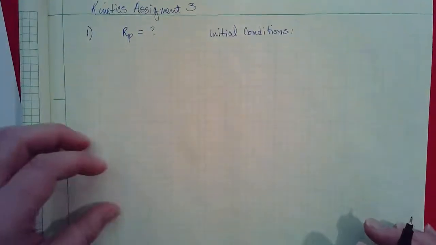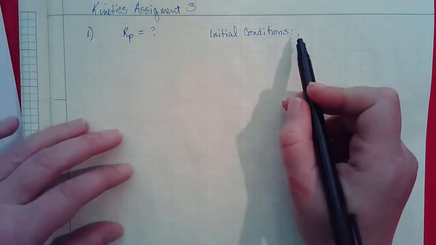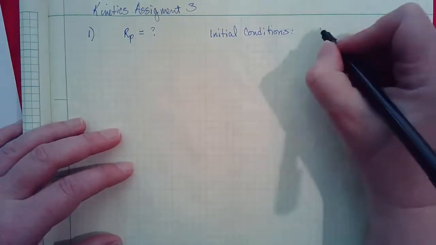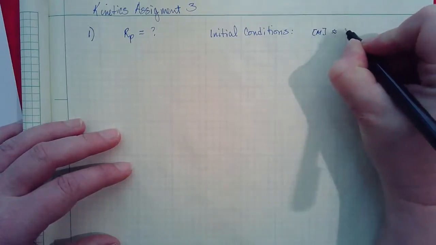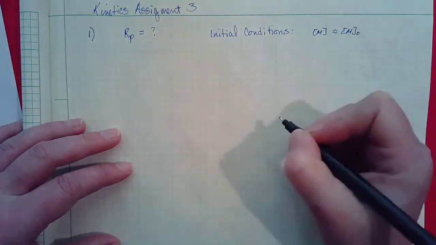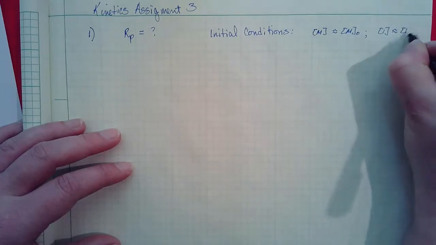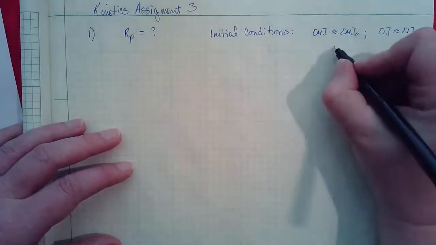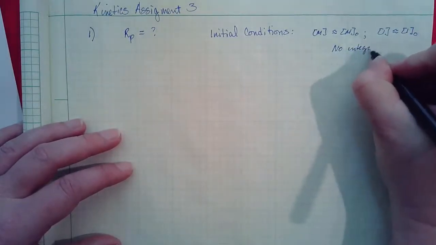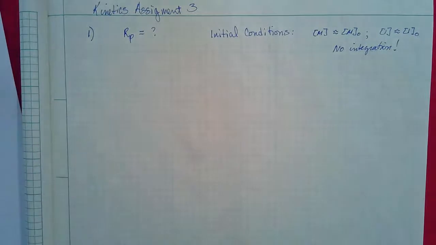Okay, so we want to find our initial rate of polymerization, and we know we have initial conditions. So what do we assume when we have initial conditions? This is really important. We're going to assume that our monomer concentration is approximately equal to our initial monomer concentration, and our initiator concentration is approximately equal to our initial initiator concentration. Why do we like initial conditions? No integration. We don't have to separate the variables and integrate because nothing's changing with time. The reaction has just started.